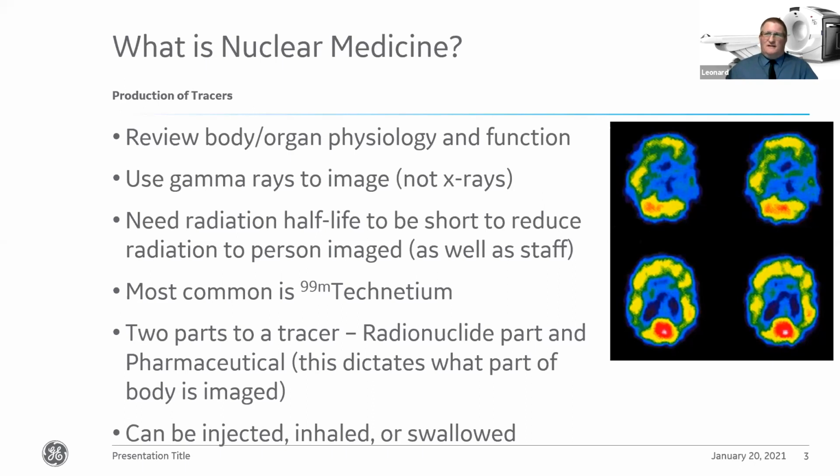So nuclear medicine, the key thing to remember on here is we're really looking at physiology and function and not really trying to drill down on what the anatomy looks like. So that allows us, utilizing nuclear medicine, to really try to pick up disease early, because we can see physiological changes well in advance of any change to the actual anatomy of the patient.